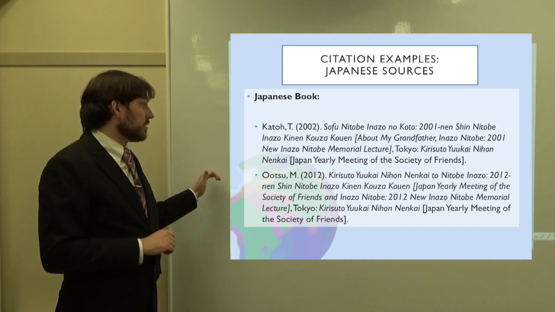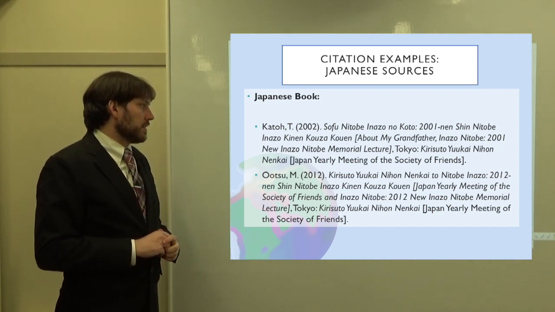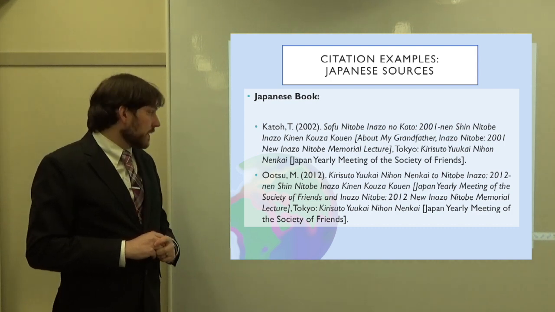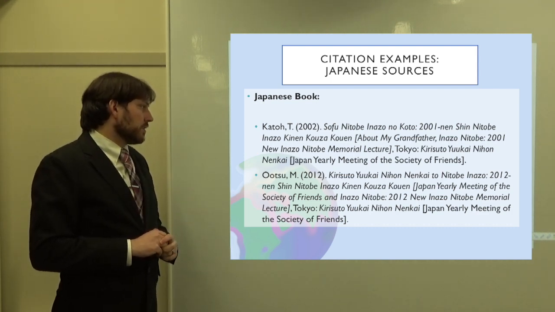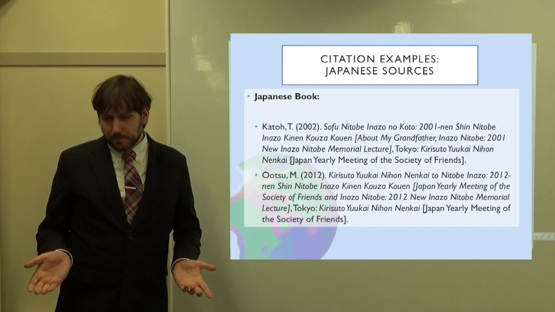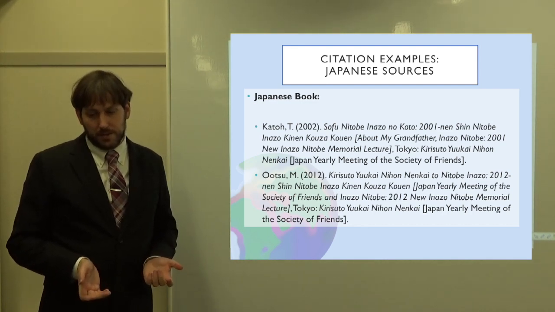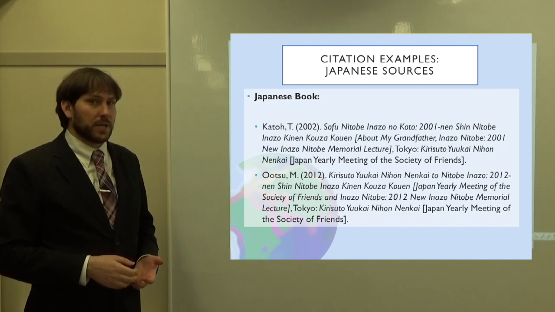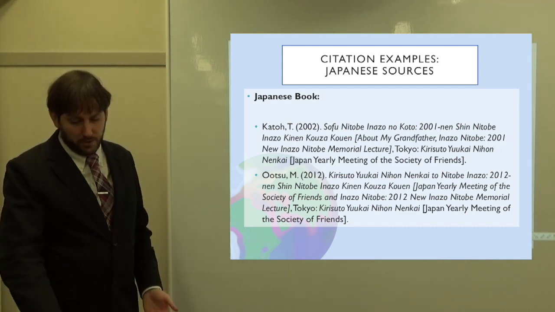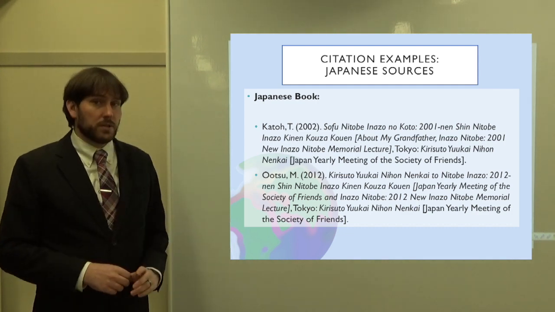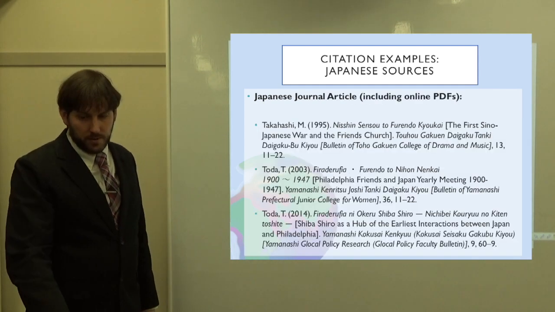Another example, Otsu M 2012, Kristo Yukai Nihon Nenkai to Nitobe Inazo 2012年 Shin Nitobe Inazo Kinen Koza Koen, Japan Yearly Meeting of the Society of Friends. And Inazo Nitobe 2012, New Inazo Nitobe Memorial Lecture, Tokyo, Kristo Yukai Nihon Nenkai, Japan Yearly Meeting of the Society of Friends. So this is the style for a Japanese book. You must include the information in English as well.